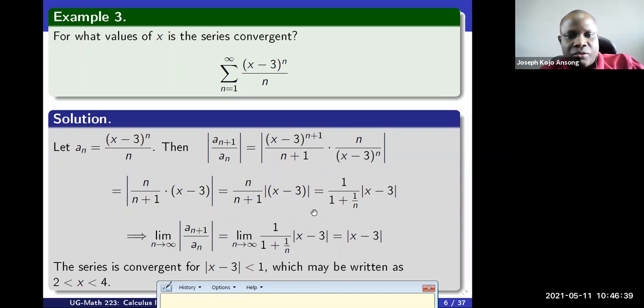Because we will need to take the limit, I can divide through by n and divide by n here. I get 1 over 1 plus 1 over n. So the ratio a_(n+1) over a_n is basically this. To find the limit of this is to find the limit of that. As n goes to infinity, of course, this goes to 0. So you have 1 times x minus 3, you just have x minus 3. So if you like, this here is our L.